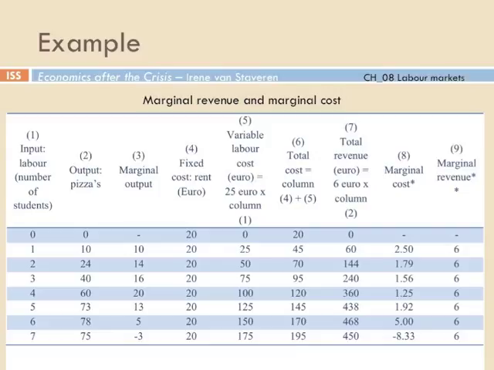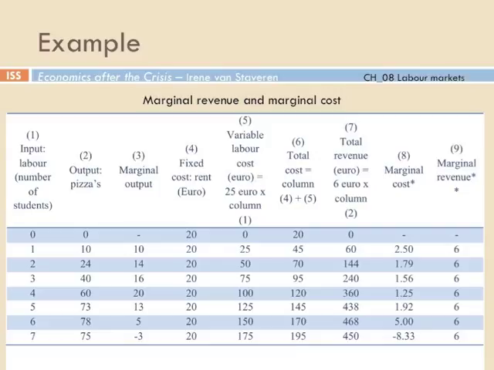I'm sure you will recognize this table from chapter 4. Remember, the two most important columns are the last two columns, marginal cost and marginal revenue. And remember, marginal revenue was the price per pizza, €6.